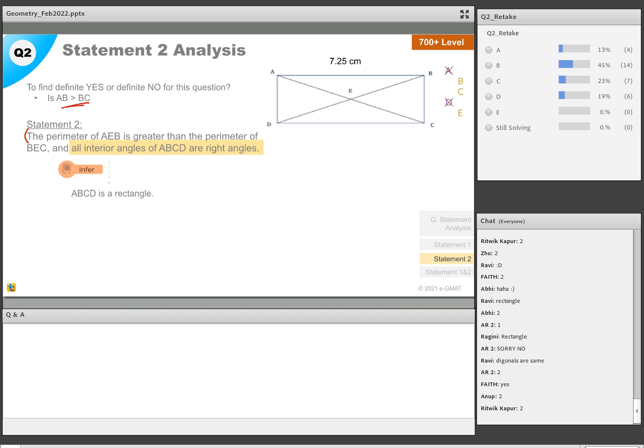Look at the next sentence, this particular sentence. Statement 2 says, firstly, you're talking about a rectangle. Great. The perimeter of AEB is greater than the perimeter of BEC. AEB and BEC are triangles, right? AEB is this triangle, BEC is this triangle. What we're being told is this perimeter is greater than this perimeter. Fantastic. Now, because it's a rectangle, what can you say about diagonals?